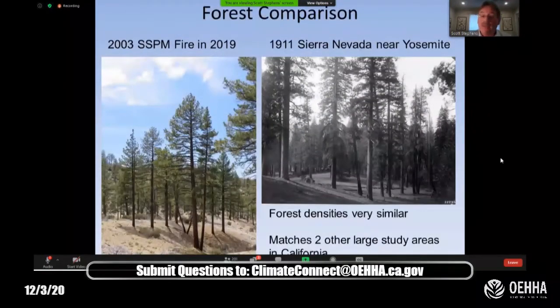Here's a picture. The picture to the lower left is actually an area that did burn in the 2003 wildfire that I took a picture of last year in 2019. And there's that same picture I showed you a moment ago from the Stanislaus Yosemite inventory, 1911. You look at the data, forest density of these two places are almost identical. And we have two other very large data sets from the Southern Cascades and also the Southern Sierra that show similar densities. The Mártir, again, just shows what a forest probably was like in California.